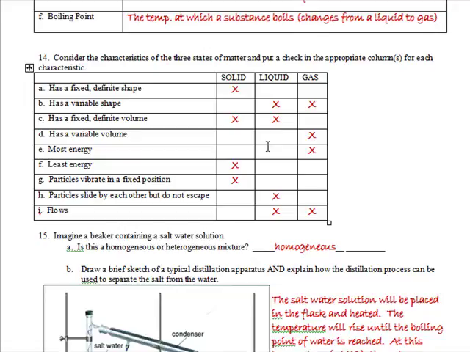Which one has the most energy? Gases. Particles moving around the most. Which one has the least energy? Solid. Remember, those particles, like below it, are just vibrating in a fixed position. They're not moving around a whole lot. But they are moving.